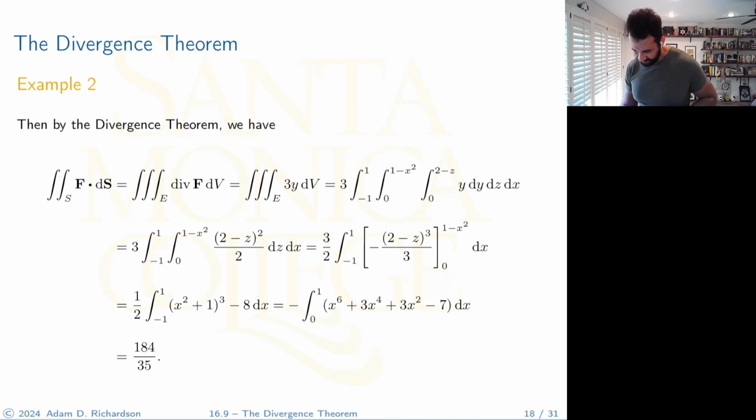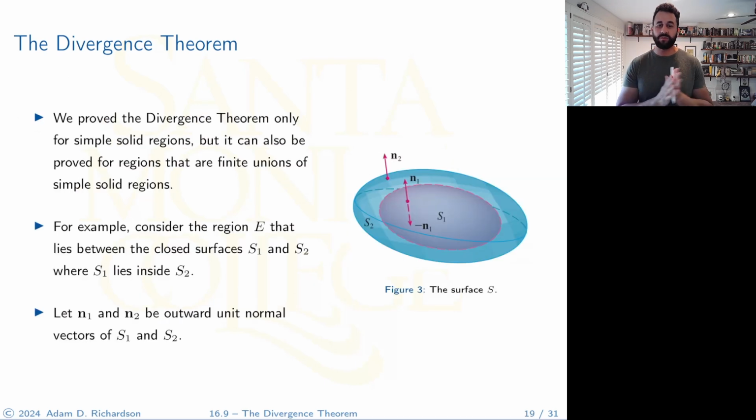Cool, hooray. All right, so next we proved the divergence theorem, but we only proved it for simple solid regions. But it can actually be proved for regions that are finite unions of simple solid regions, pretty much by using the same proof we did before. You just have to split up the integral using finite additivity, and then add up all those resulting integrals, and you'll get the divergence over surfaces that are unions of simple solid regions.